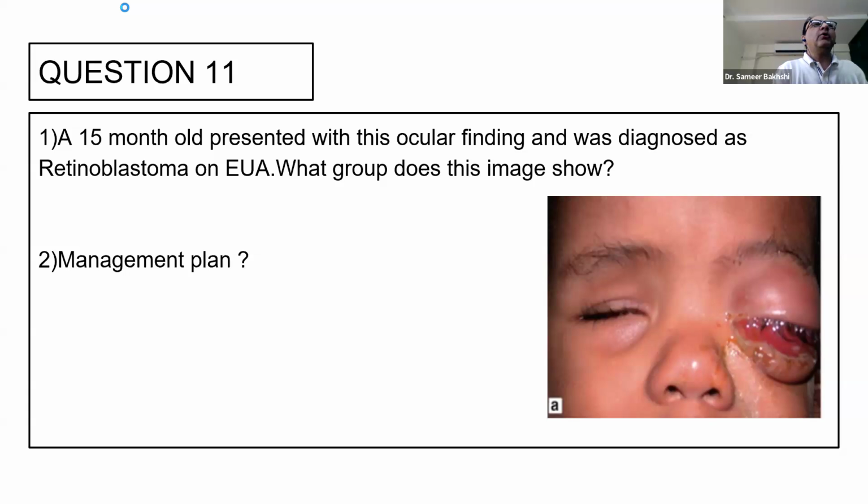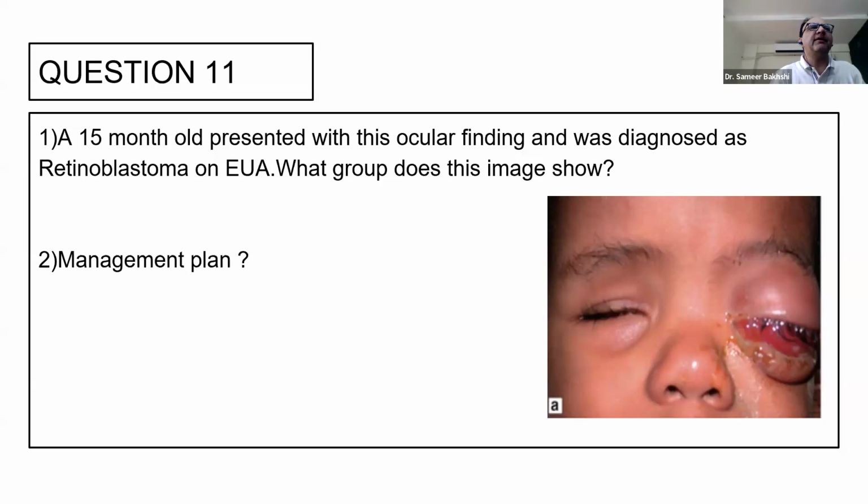A 15-month-old presented with this picture that you can see here. What's your management plan? Is it early stage or does it look advanced stage to you? Tell me, what is the likely tumor? Sir, it is advanced stage, sir. So it looks advanced. And what stage do you want to put it in? Sir, it is intraorbital, extraocular, so it will be stage 3, sir. Very good. Stage 3.